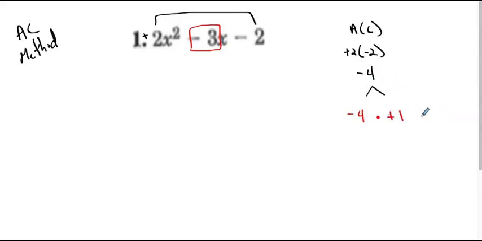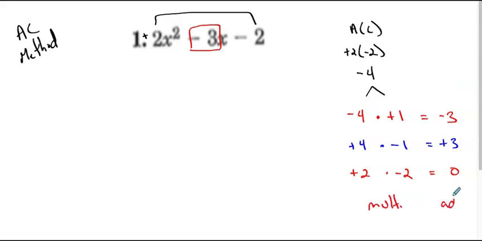Multiplies to negative 4 and adds up to negative 3. The other option could have been a positive 4 times a negative 1, which would add up to a positive 3. I could have had a positive 2 times a negative 2, which also multiplies to negative 4, but that adds up to 0. So this is the multiplies part, and this is the adds part. Of these options, which one is giving you a b term of negative 3? It's this first one that we chose here.